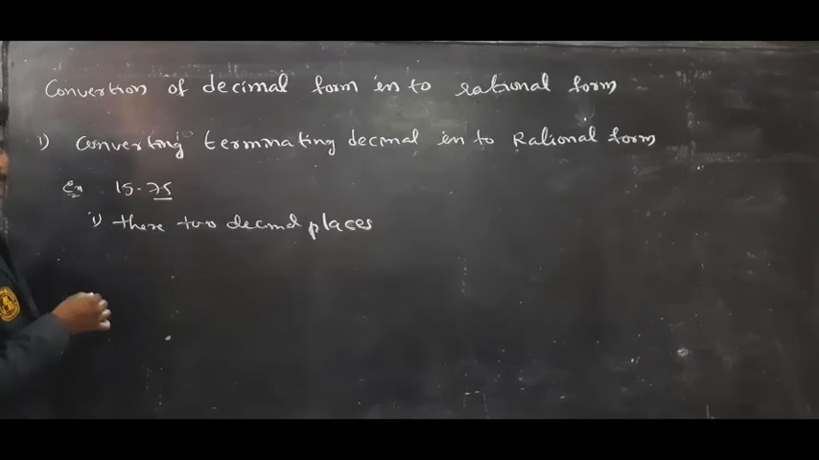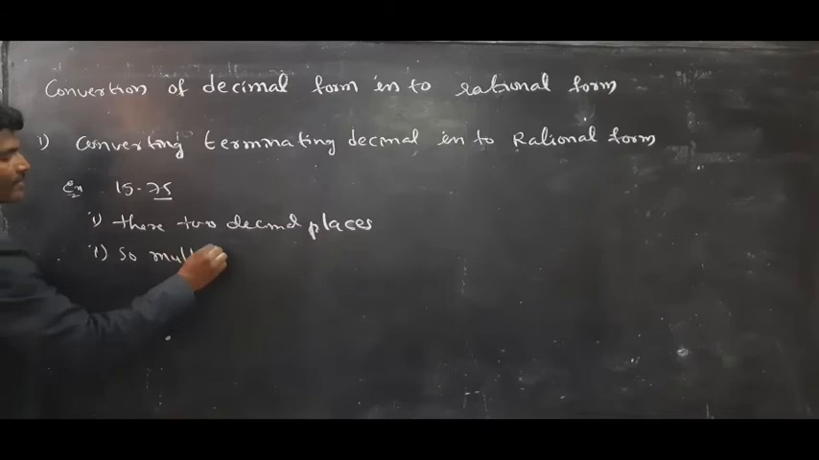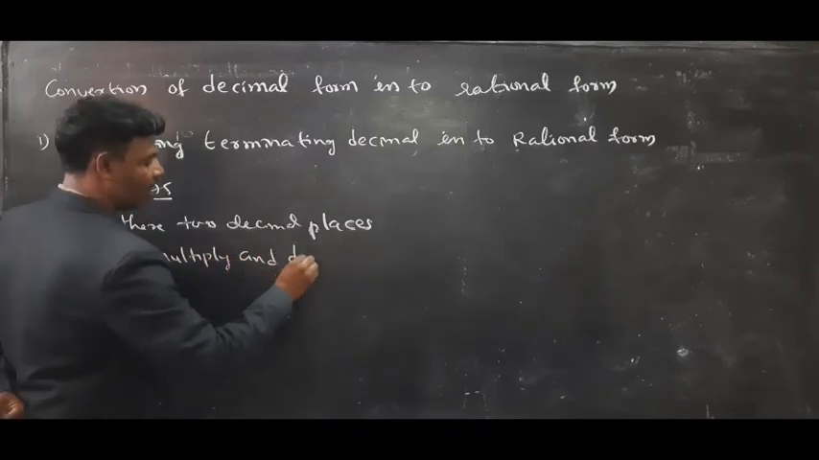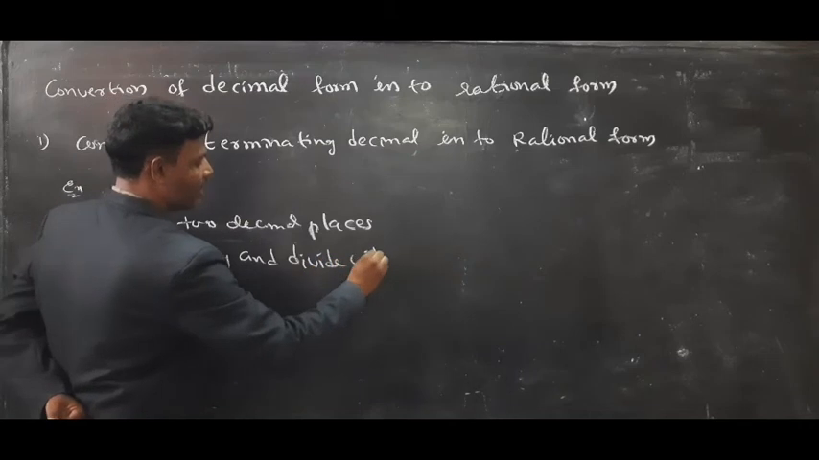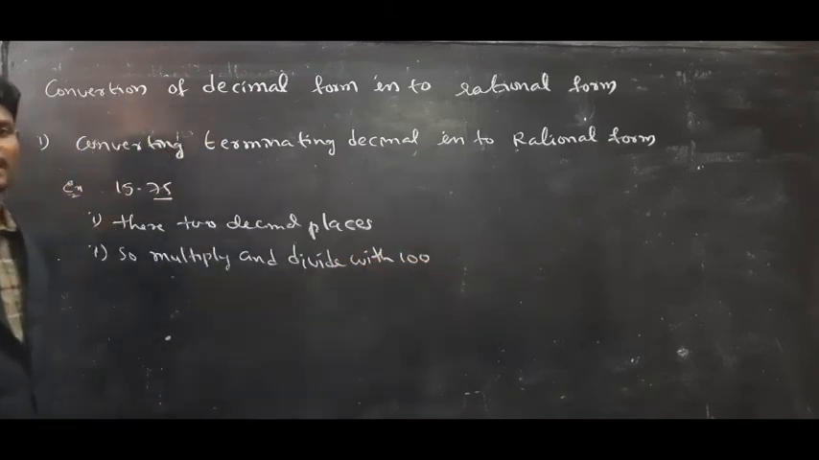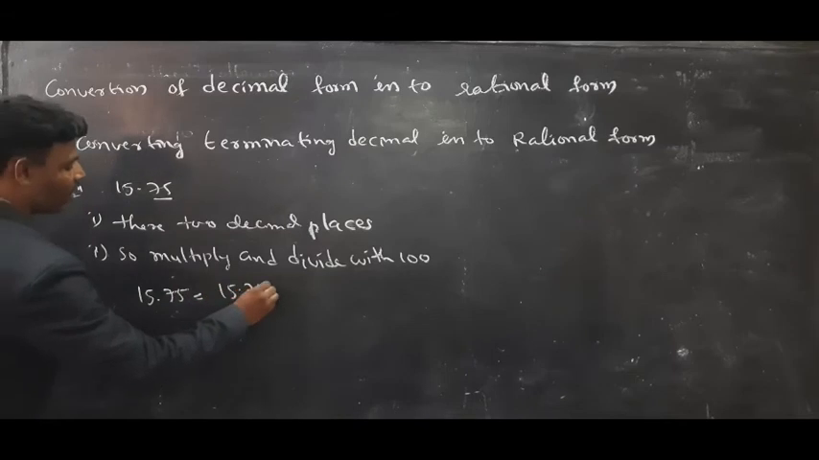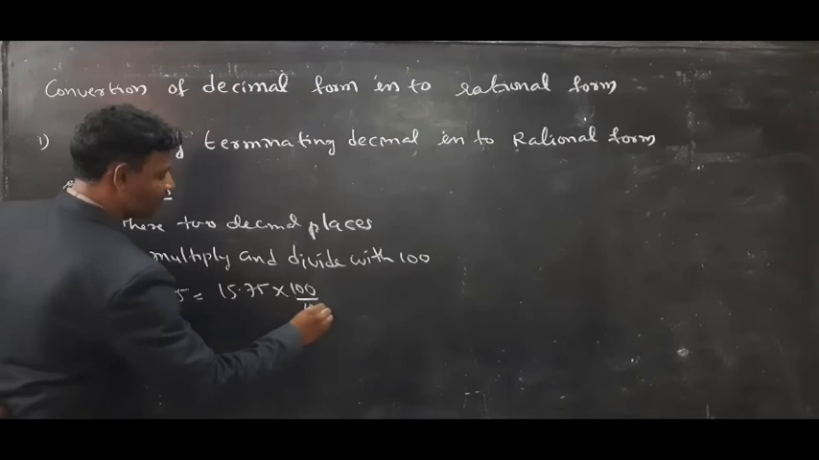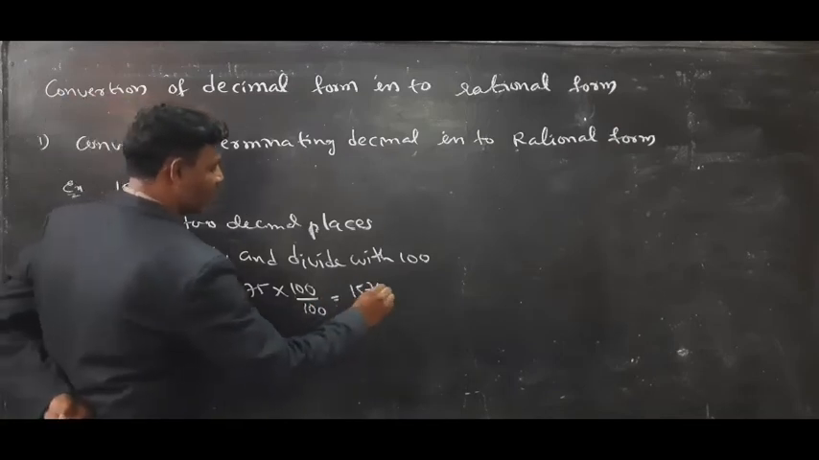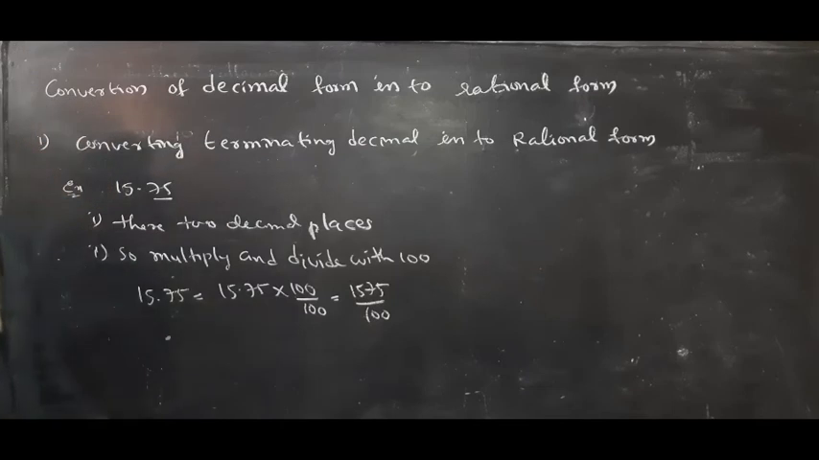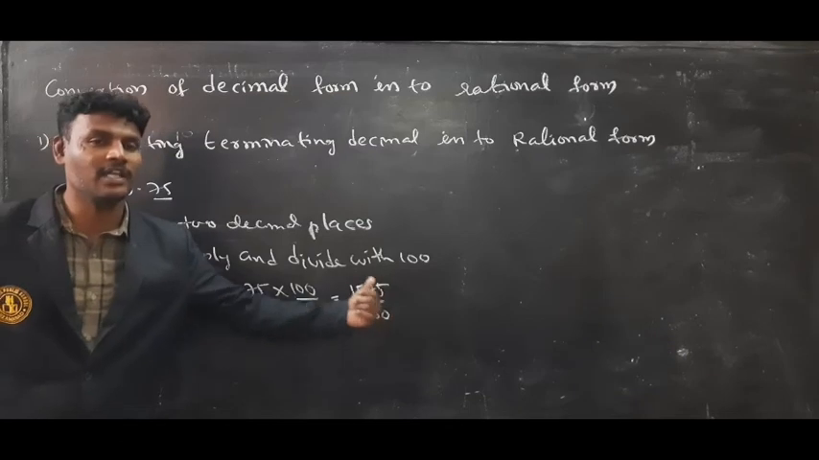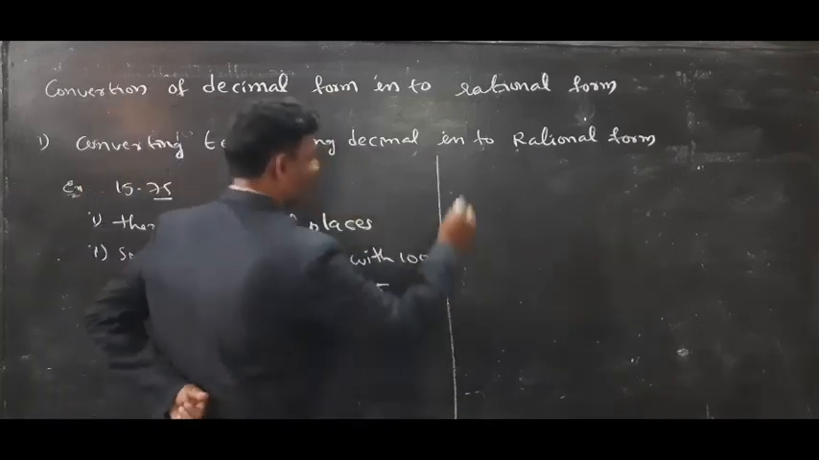What are the digits? 7 and 5. So multiply and divide with 100. There are two decimal places, so multiply and divide with 100. It means 15.75 is equal to 15.75 into 100 by 100. It means 1575 by 100. So the rational form of 15.75 is 1575 by 100.